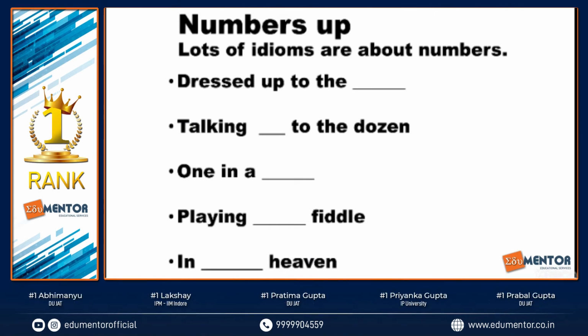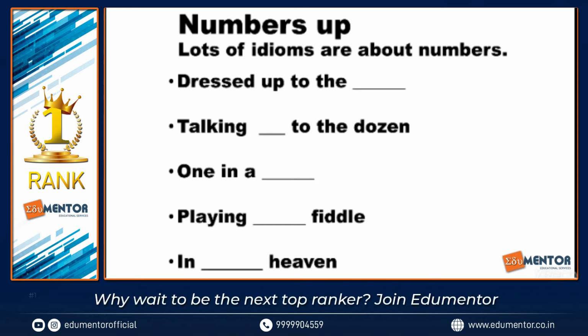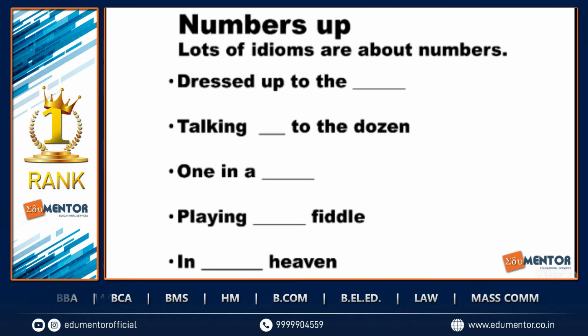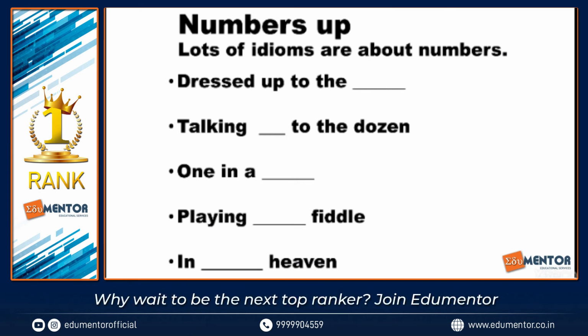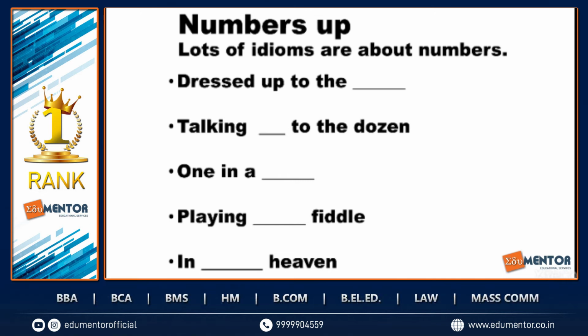The next one is pretty easy. One in a million it should be. So one in a million basically is something or someone who is very special, extremely special. That is one in a million. Playing dash fiddle would be someone who is playing the supporting role, or someone who is not the major attraction, someone who is not the hero or the heroine for that matter. So playing second fiddle is the idiom for this.